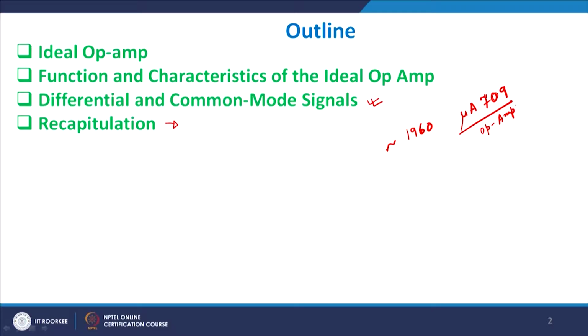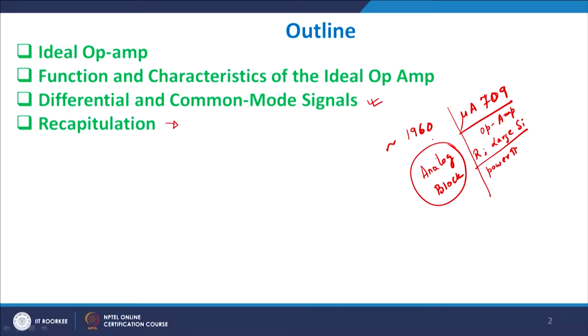It consists of a large number of resistors and a large silicon area, and the silicon area was typically very large in this case. As a result, it also consumed very high power. This was in the analog block available to me. So it was basically an analog block, and as I discussed with you, this analog block did consume a large amount of power, but this was the first time we were able to have a look at the operational amplifier.